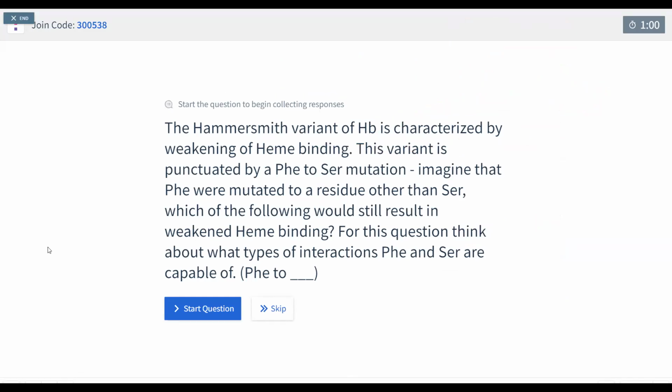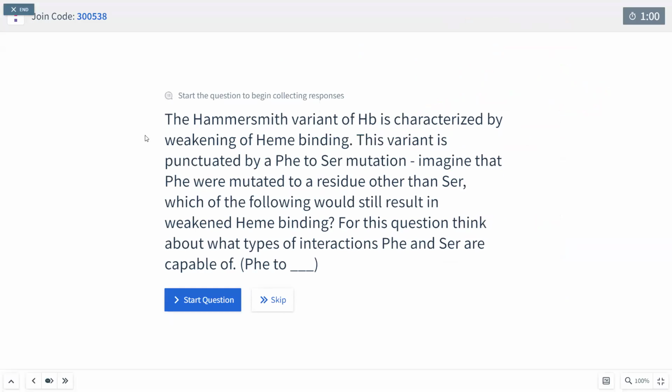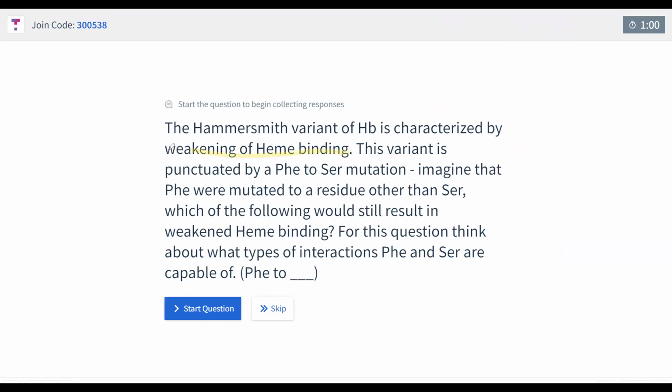The Hammersmith variant of hemoglobin is characterized by weak binding of heme. Okay, so there's our outcome, weak binding of heme. This variant is punctuated by a phenylalanine to a serine mutation. Imagine that phenylalanine, that wild type residue, were mutated to a residue other than serine. Which of the following would still result in a weakened heme binding? For this question, think about what types of interactions phenylalanine and serine are capable of.